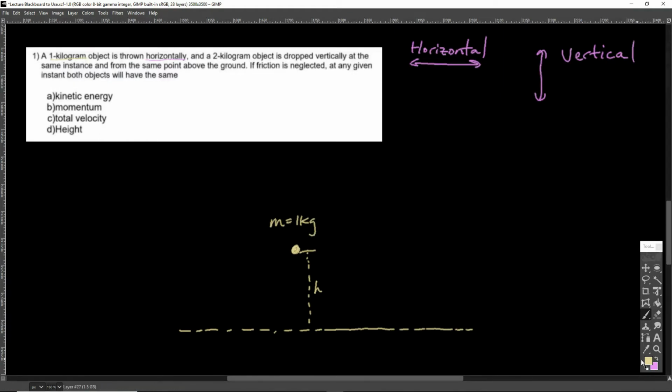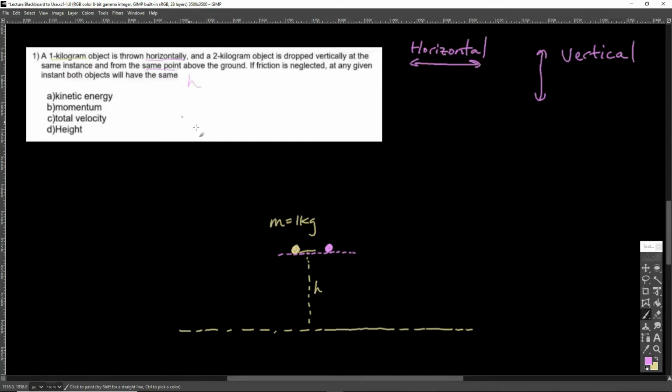Okay, so then a 2 kilogram object is dropped vertically at the same instant and from the same point above the ground. Okay, so same h. So it's going to be another ball. Let's put it right here. Okay, and it's at the same height h above the ground.